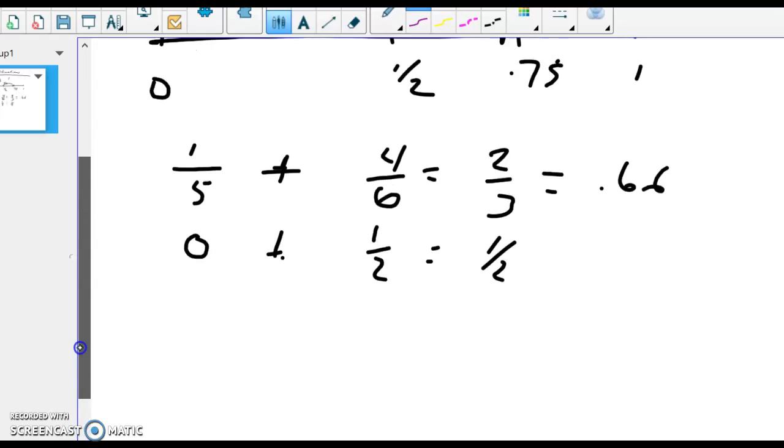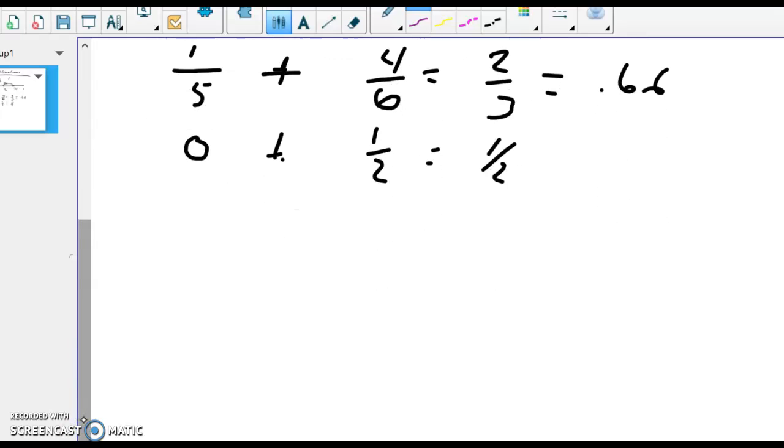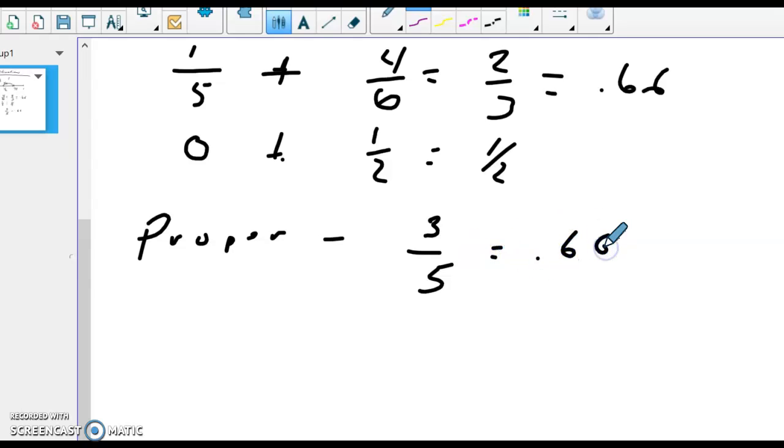Hopefully I can keep scrolling down here. I guess I can't with this. So we're going to look at different types of fractions. We have proper. A proper fraction is when you have the numerator smaller than the denominator. So for example, 3/5. 3 parts out of 5 is a proper fraction. And if we were to divide 3 divided by 5, that is equal to 0.60. You could turn it into a decimal as well.